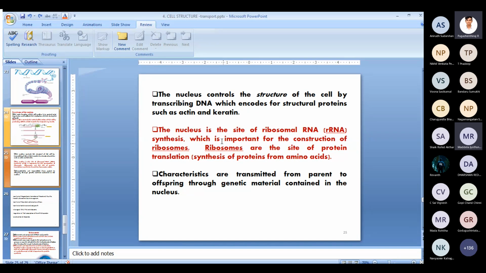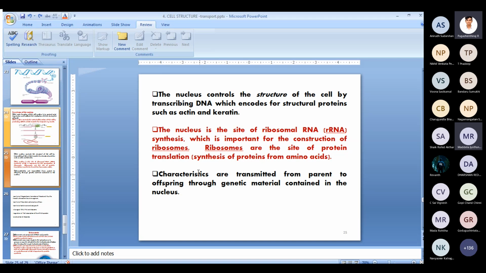Normally they will call the nucleolus the center of ribosomes, because the nucleolus is the place where rRNA gets synthesized. This rRNA together with some protein is your ribosome. And why is the ribosome important? The ribosome is the site of protein synthesis. It reads the codon and makes the exact tRNA come and bring the specific amino acid.